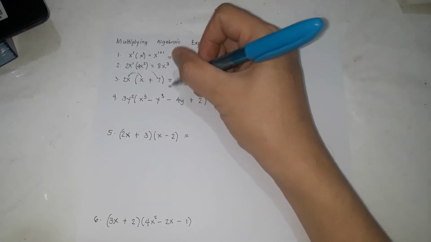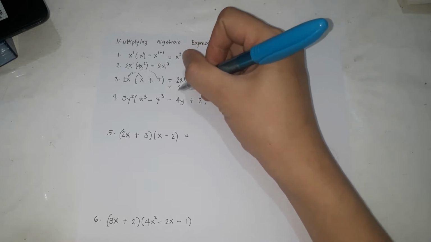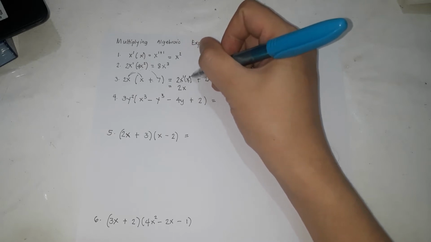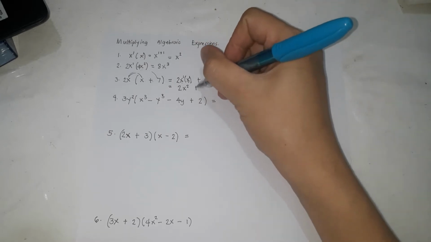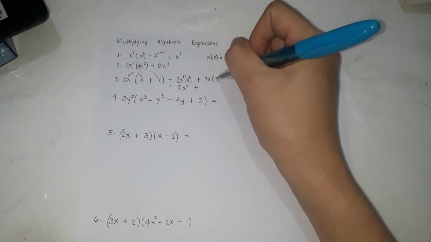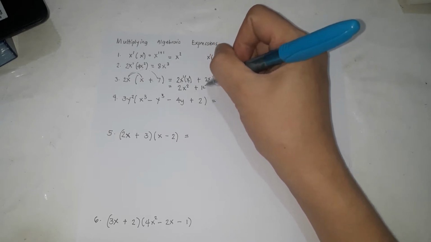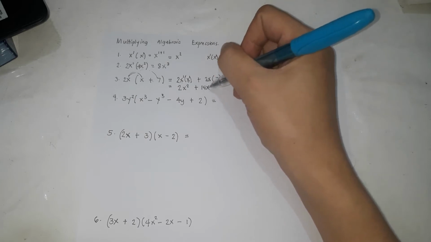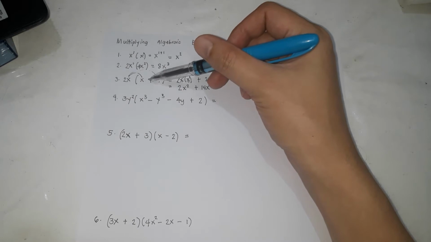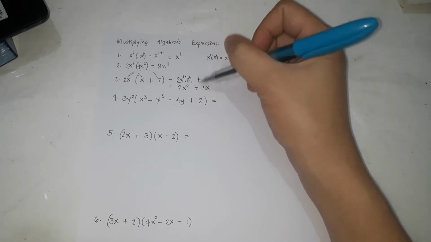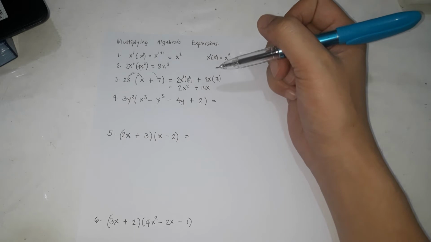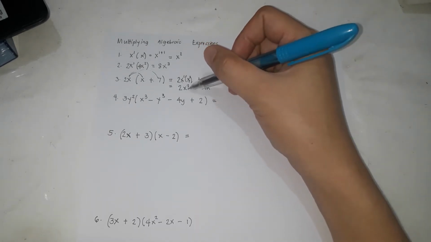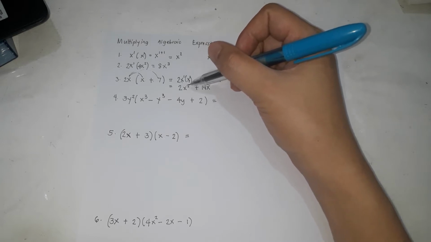So it would be equal to 2x times x is 2, x times x is x, 1 plus 1 is equal to 2, so 2x squared, plus 2 times 7 is 14. There is no x here, so what you're going to do is just copy x. So the answer is 2x times x plus 7 is equal to 2x squared plus 14x. So that's how you're going to answer it. You could skip this stage, or you could answer directly if you know the answer.